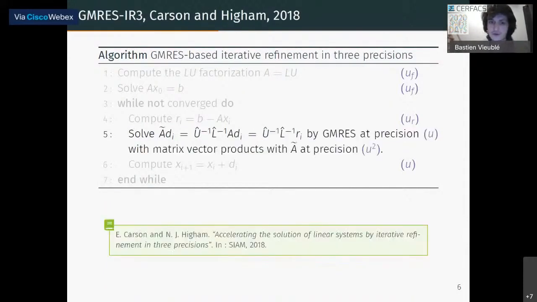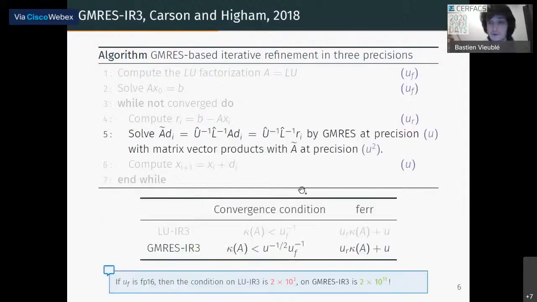And for other kinds of solver at step 5, it is totally possible to use other solvers such as conjugate gradients. The interest of having MGS GMRES here is that we have a strong theory behind it. We have a demonstration of the error analysis with MGS GMRES.